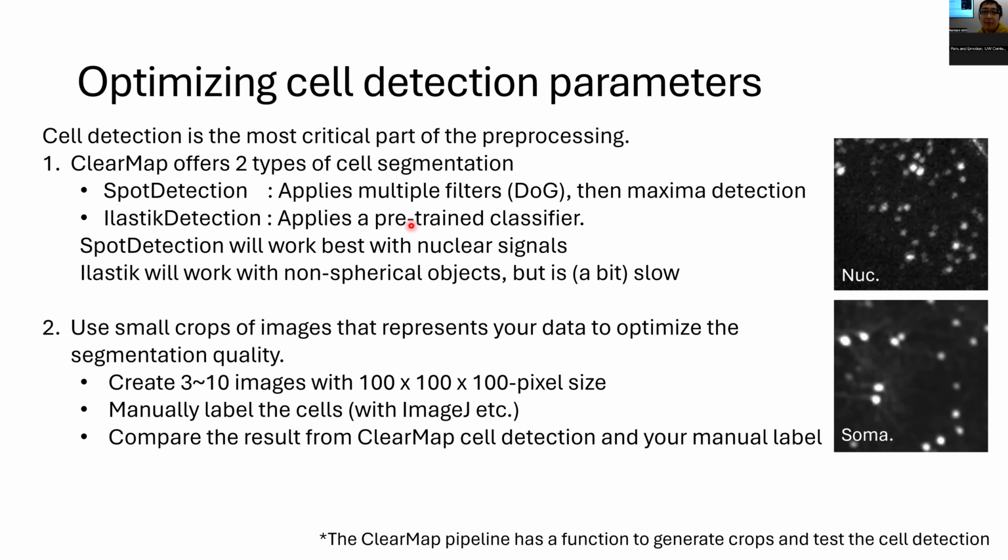Spot detection is simpler. As I said, it works really well on nuclear signals, very round signals that don't have a lot of weird shapes. Ilastik detection works very well on other types of images. You can train your classifier as you want, so it gives you a lot more room to modify your segmentation quality.